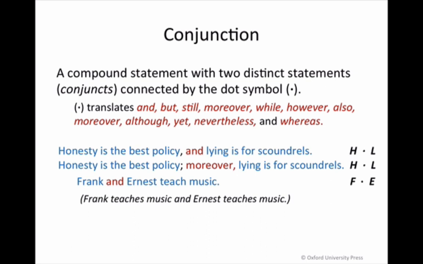So take a look at, for example, honesty is the best policy and lying is for scoundrels. H dot L. Now, you might wonder how we get the capital letters that we use for any translation. Typically what we do is we take the first letter of the subject in the sentence, and that becomes the notation for the simple sentence. But we could choose any letters A through Z that we want. What's really important, though, is not the letter that you choose, but the consistency with which you choose it.